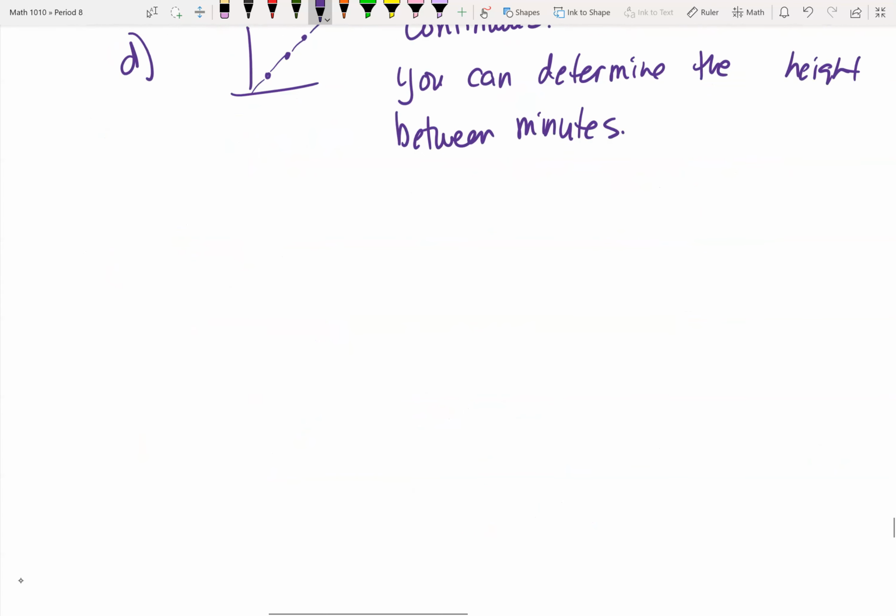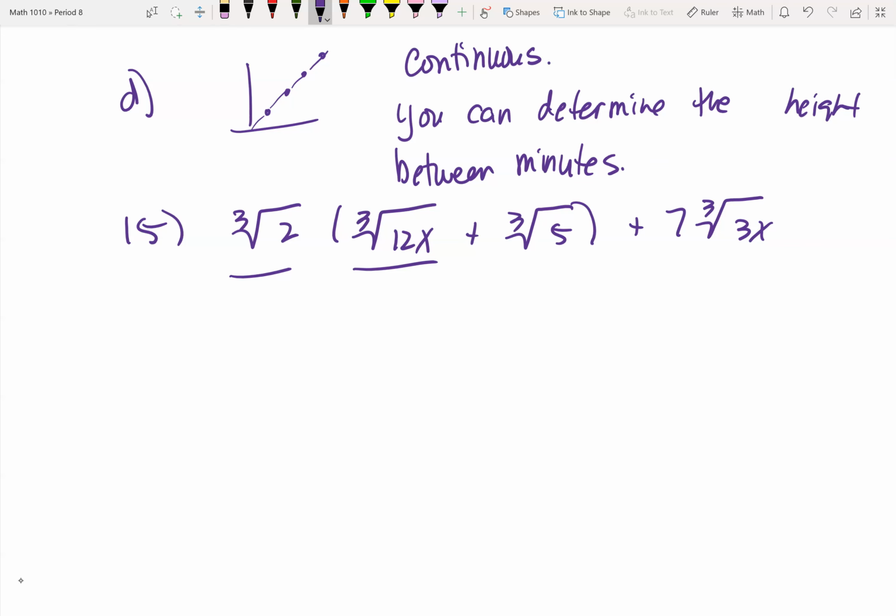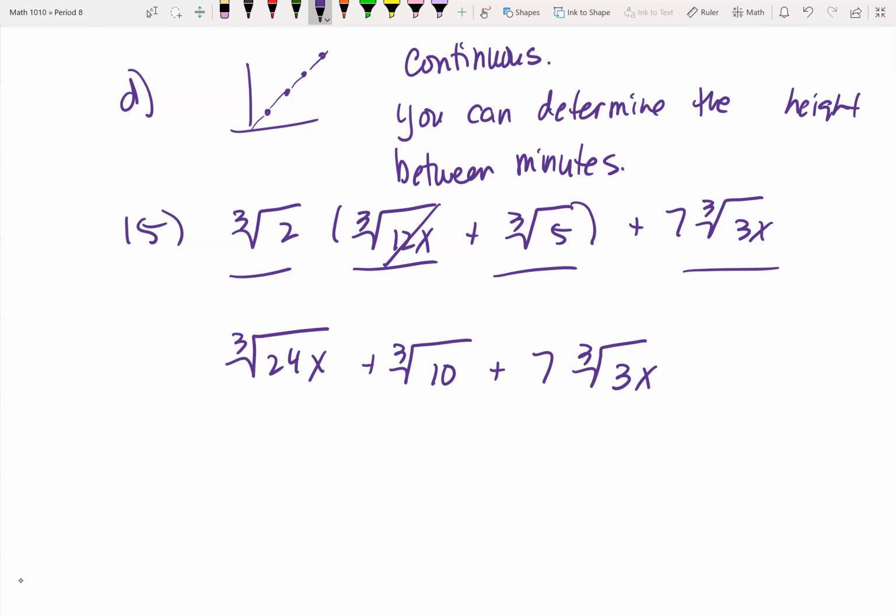Okay, here's question 15. So it's the cube root of 2 times the cube root of 12x plus the cube root of 5 plus 7 times the cube root of 3x. So first you go this times this. So that's the cube root of 12 times 2 is 24x. Then the cube root of 2 times the cube root of 5, that is the cube root of 10. And then this guy right here, 7 times the cube root of 3x. So 24 is 2 times 12, 12 is 2 times 6, 6 is 2 times 3. So these three 2's come out. So it's 2 times the cube root of 3x.